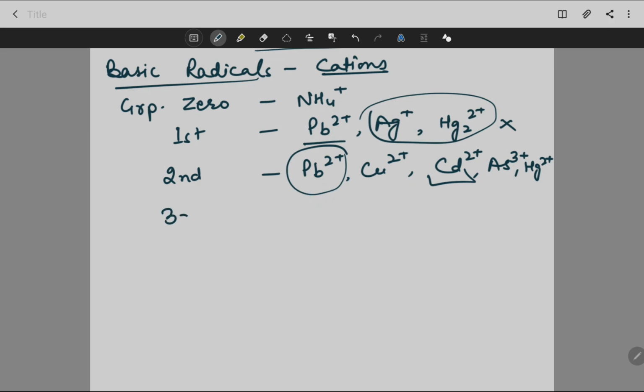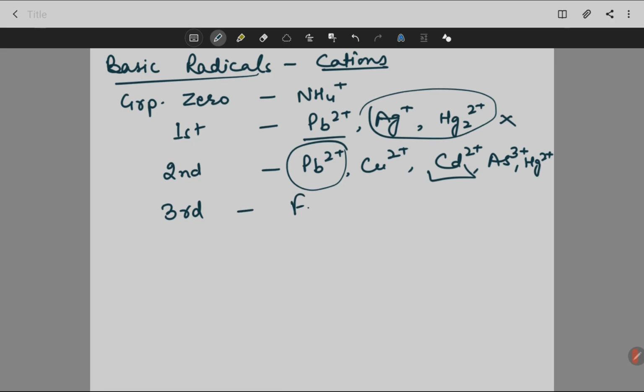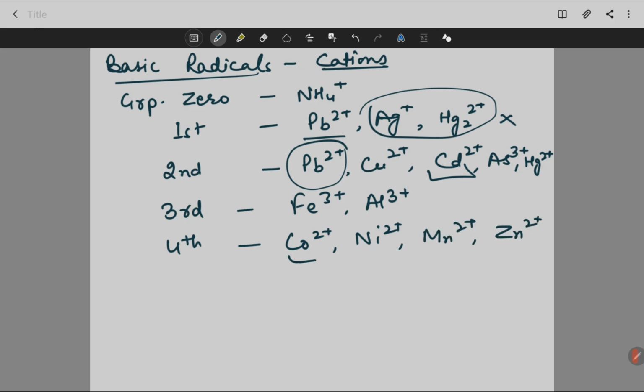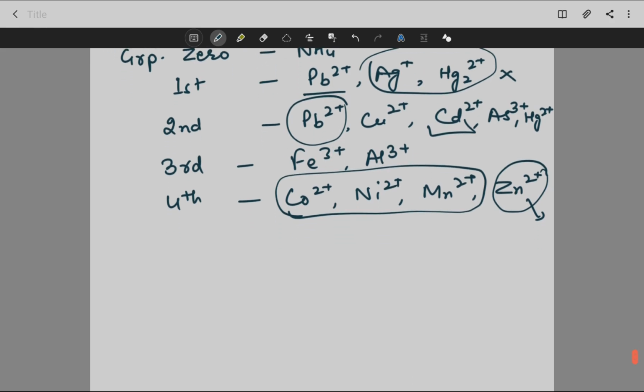Then next is third group. In the third group we have Fe3+, Al3+. Then the fourth group. In the fourth group we have radicals, that is cobalt, nickel, manganese, zinc. All these are colored salts. So basically we will focus on Zn2+. Colored salts doesn't mean that they cannot be asked in exam. They can be asked in exam, but generally the white salt is preferred for the practical exams.